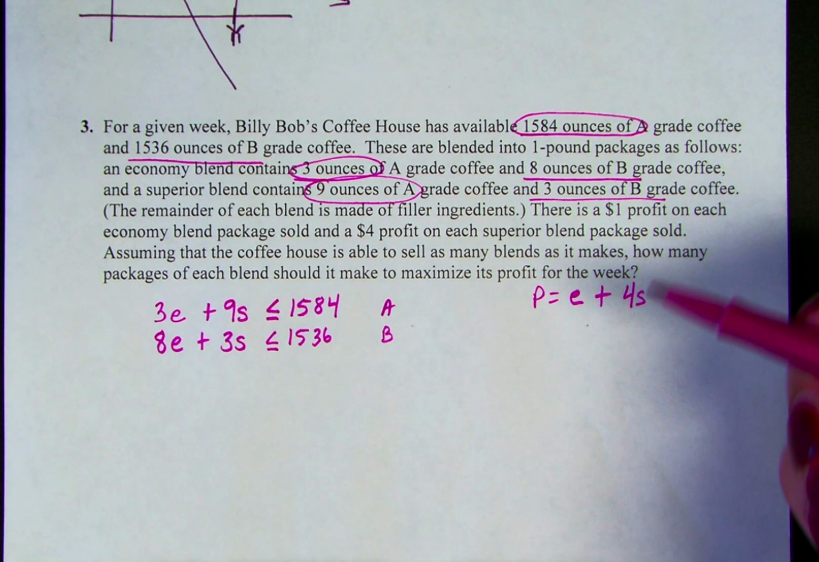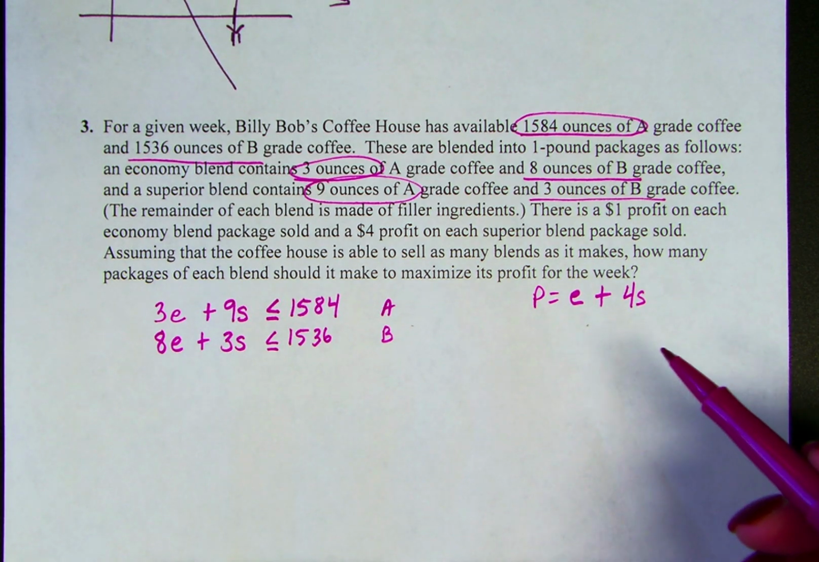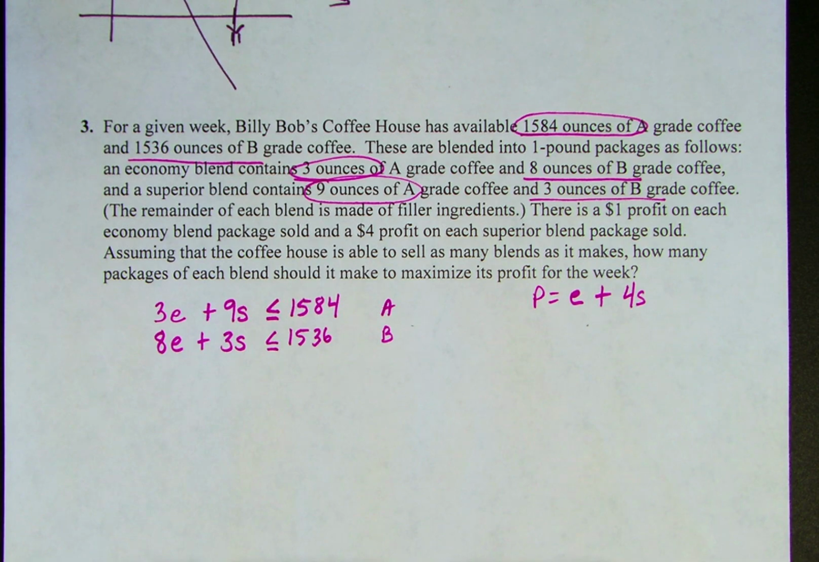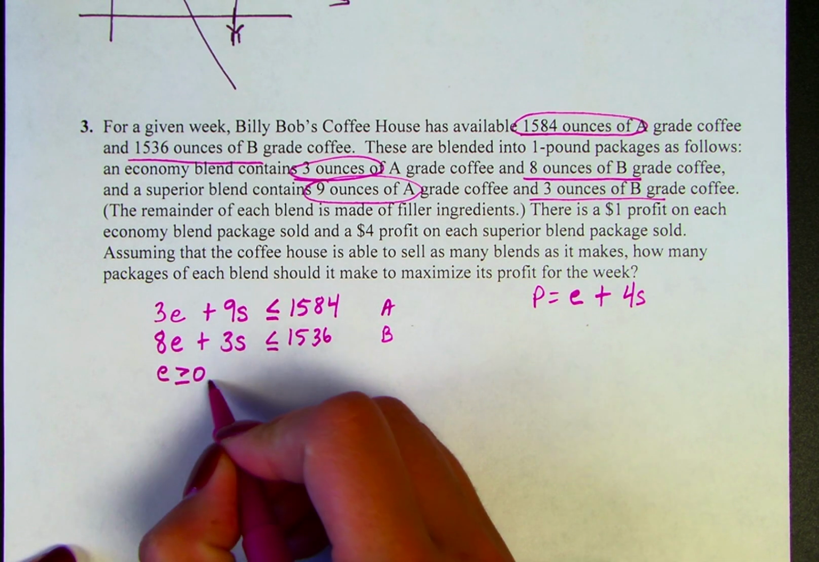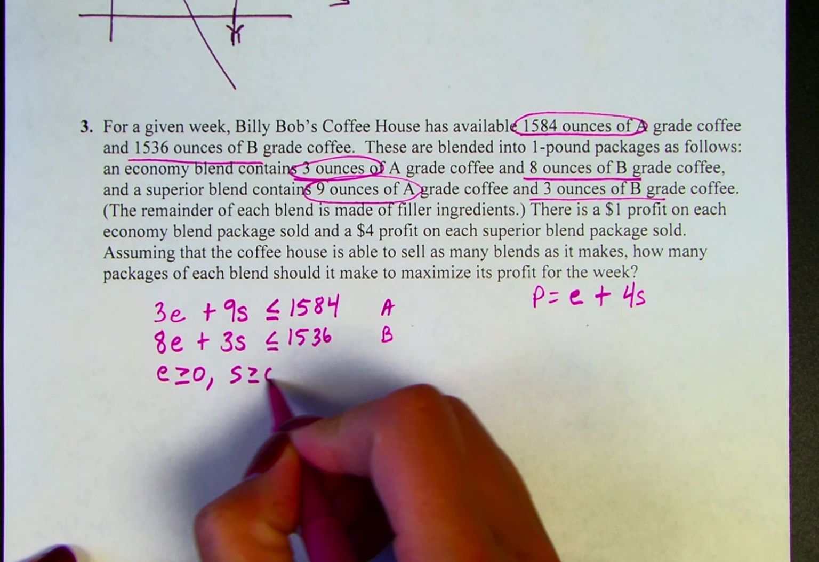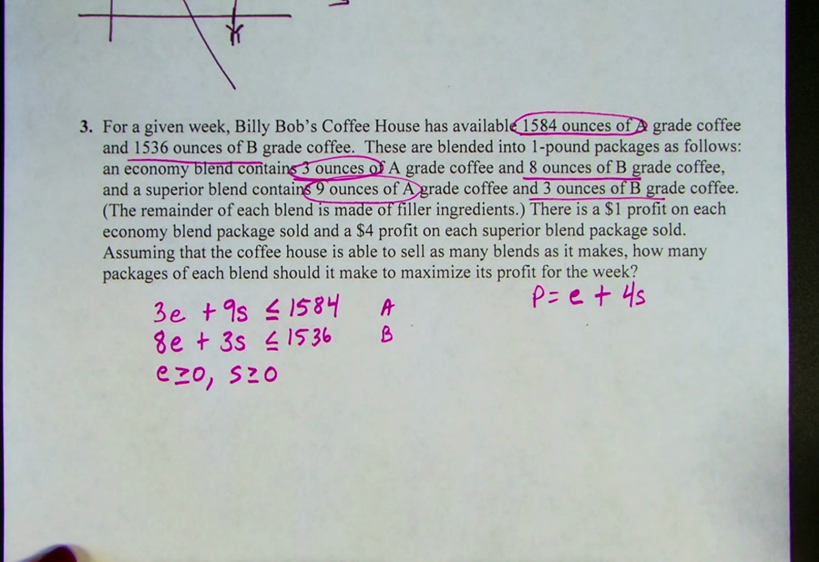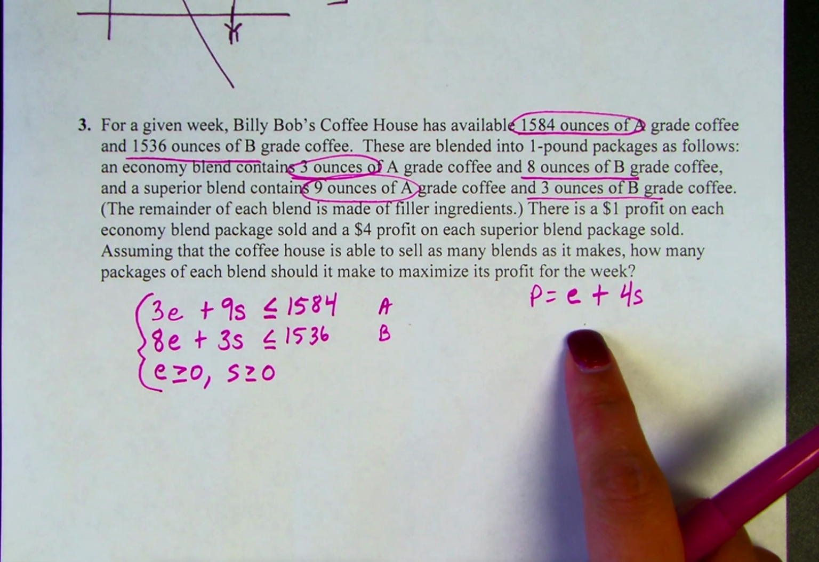And then now we're back to dealing with our numbers to make the profit, which we've already used in that objective function. So these are the 2 most important inequalities. And then again, we're dealing with a real world scenario, so we can't make a negative number of our blends. So we need to include that E has to be greater than or equal to 0, and S has to be greater than or equal to 0. Again, that just shows that I can't make a negative number of mixes. Okay, so this is my list of constraints. Here is my objective function.